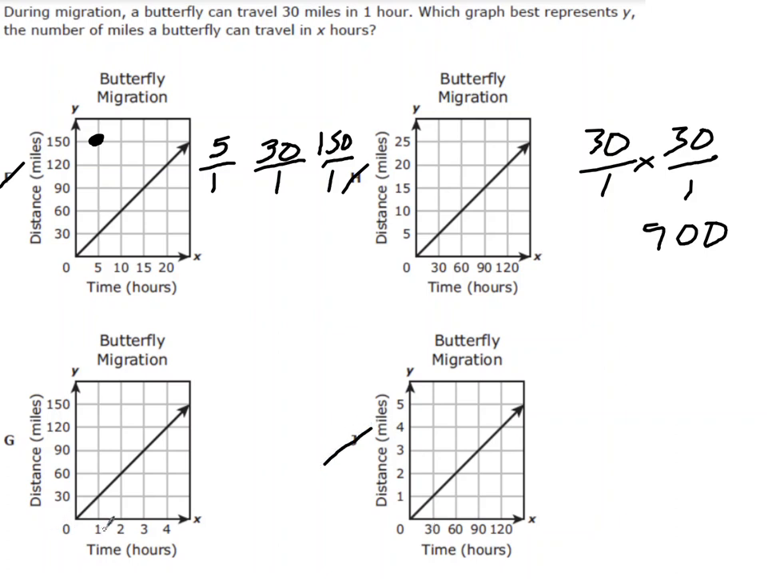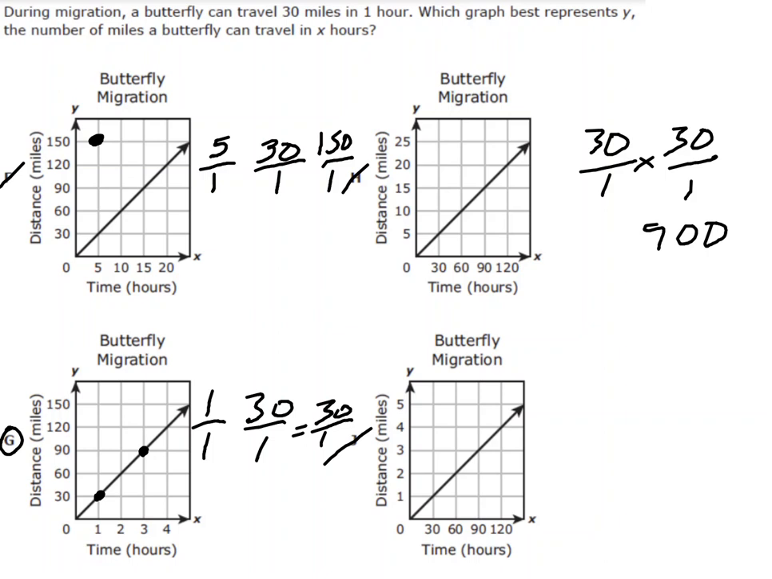Now let's take a look at this. In 1 hour, the butterfly should have gone 30 miles. In 3 hours, the butterfly should have gone 90 miles. G is our answer. All right.